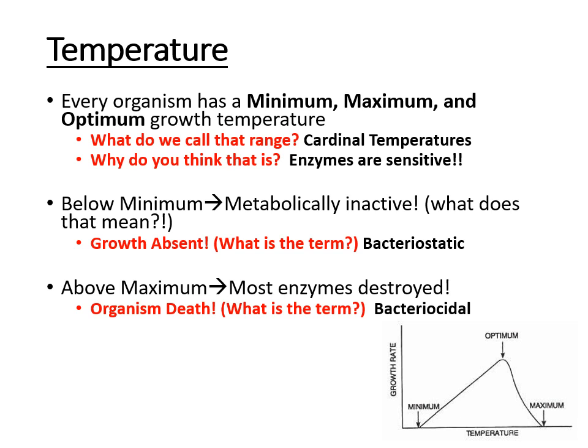Whereas above maximum, now what happens at really high temperatures? Enzymes are proteins. They get denatured. So you end up with cell death or organism death, and we call that bactericidal, because remember, when you see cidal, that means death. So cold temperatures cause stasis, high temperatures above maximum cause death.